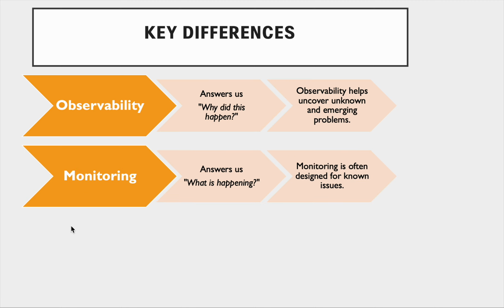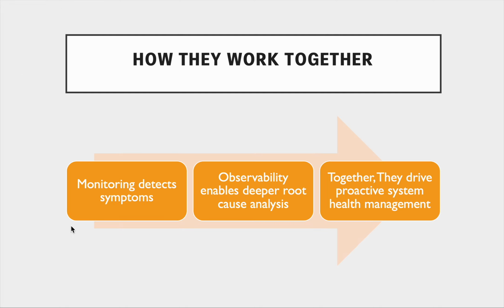Key differences. So what are the key differences? Observability goes a level deeper. It helps us answer why it is happening. Monitoring answers the question what is happening. For example, is CPU usage high, or is a server down? So monitoring is often focused on known issues, while observability enables us to uncover unknown or unexpected failures.